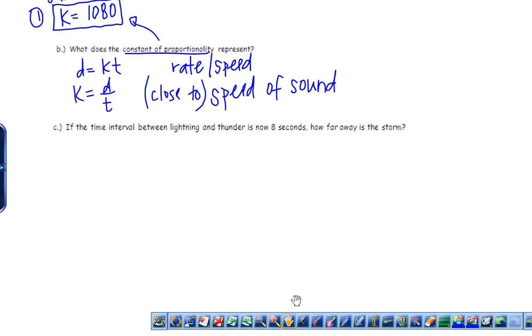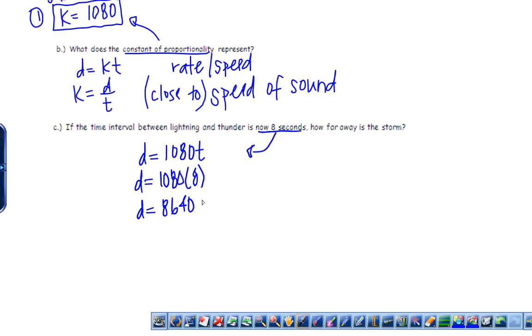Okay, in part C, it says if the time interval between lightning and thunder is now 8 seconds, how far away is the thunderstorm? Okay, so we have a simplified version. We did it up in part A. We have d equals 1,080 times t, and now we just need to plug in the 8. These are pretty straightforward. So d equals 1,080 times my 8. And you can use your calculator since this is a word problem. So my distance is now 8,640 feet. And make sure you put your units. I will be checking for those.